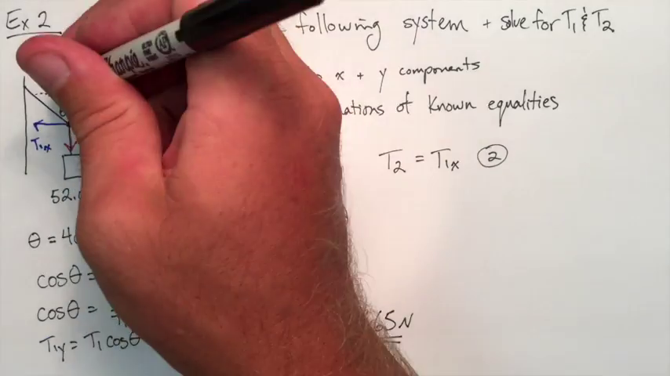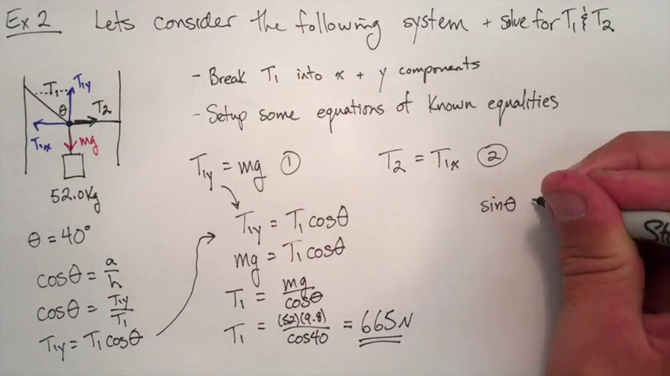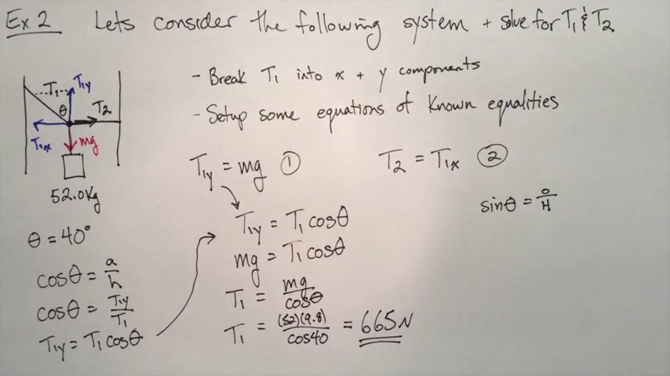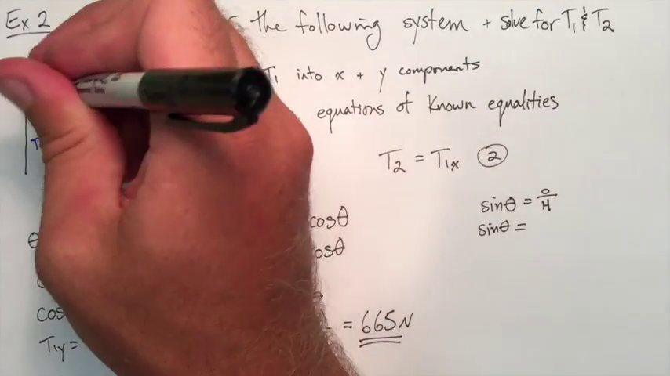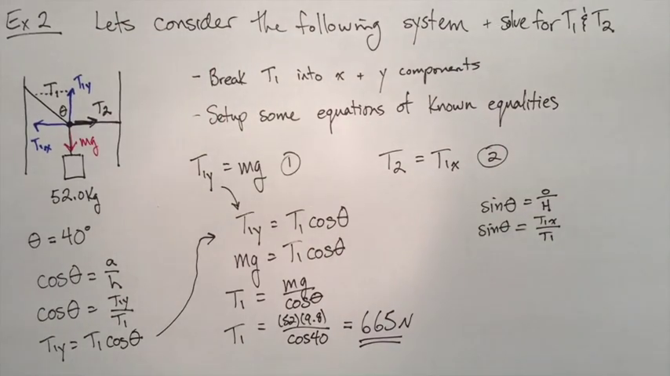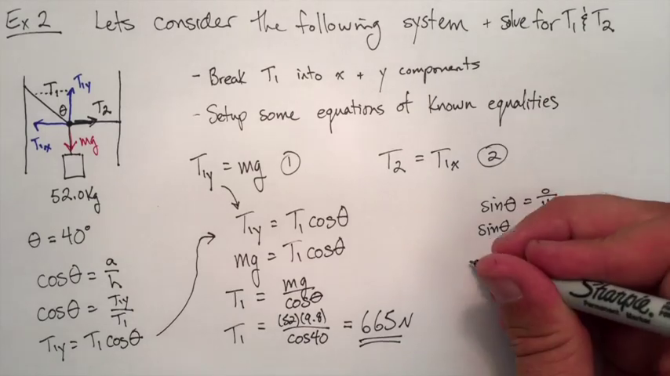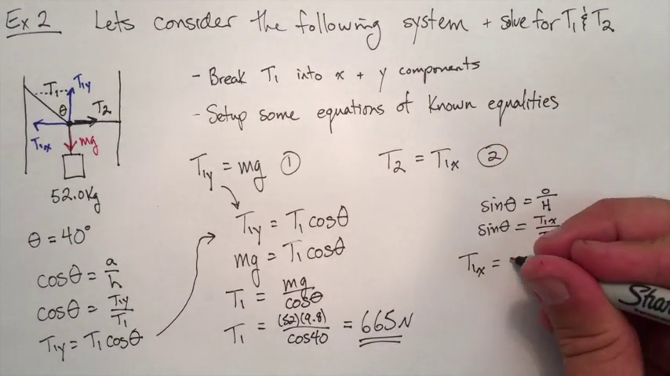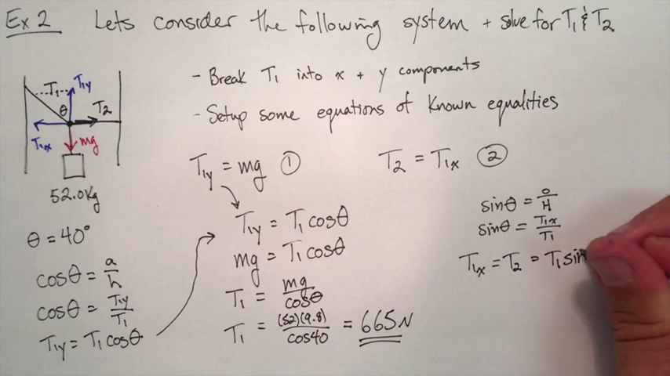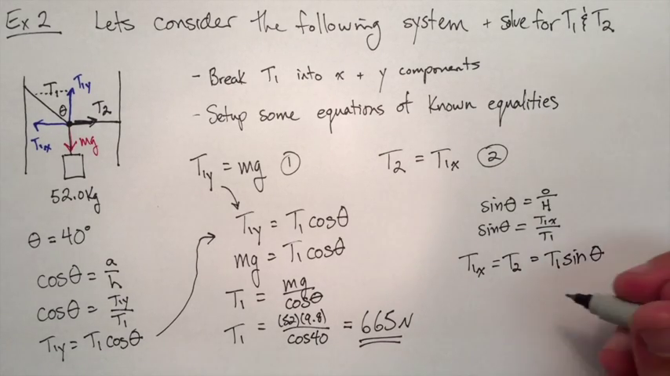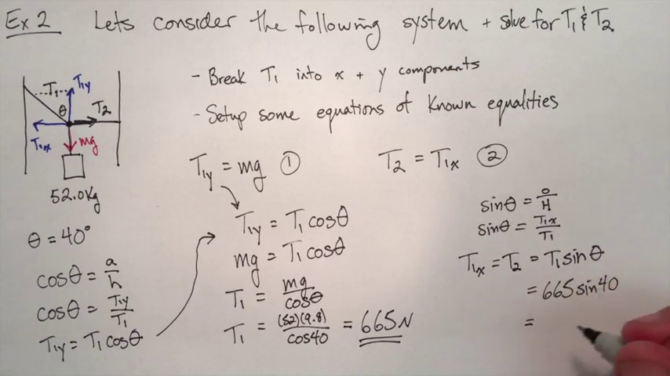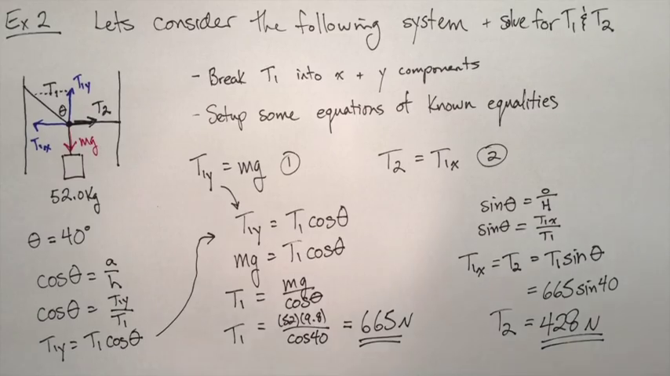Okay, now we need to solve for T2. We can do that. We can relate the other side, the Tx, to T1, and that's through sine. So sine of theta equals T1x over T1. So T1x, which from equation 2 we know is T2, should be equal to T1 sine theta. So let's solve for T2 here. T1 was 665 times sine 40. So 428 newtons is our value for T2.